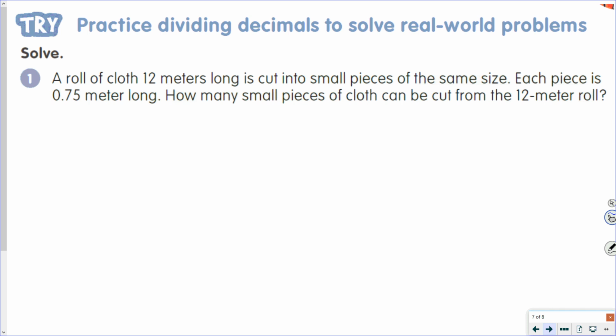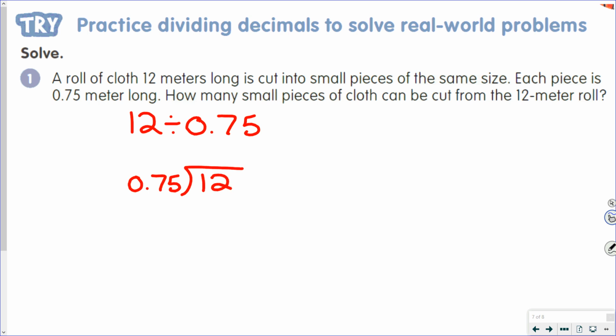A roll of cloth 12 meters long is cut into small pieces of the same size. Each piece is 0.75 meters long. How many small pieces of cloth can be cut from the 12-meter roll? So we're starting with the 12 meters. We're breaking it down into the 0.75 meter long pieces. So 0.75 is our divisor. 12 is our dividend. Move the decimal point to the end of your divisor.